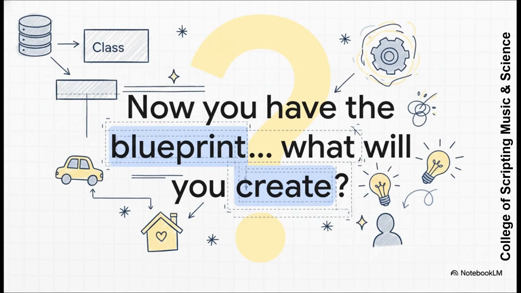So think about what we just did. We took dead, static data, we gave it a blueprint using a class, we even made a specialized custom version of that blueprint, and then we brought a living, breathing instance to life. We've basically unlocked the core pattern of object-oriented programming. The only question left is, now that you have the blueprint for turning data into action, what will you create?